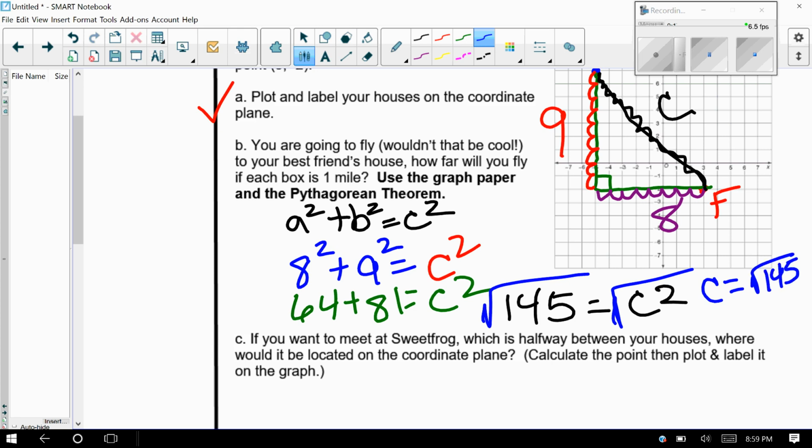We should simplify it if we can, or it's about 12.04, right? So c is around, this means kind of, 12.04, something like that, right?